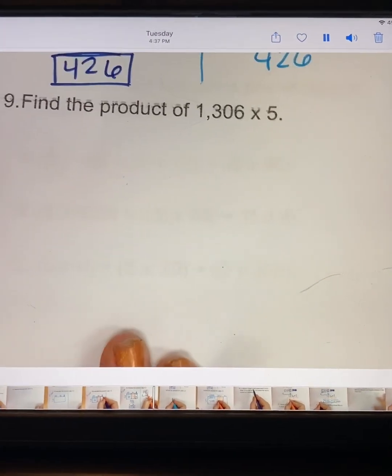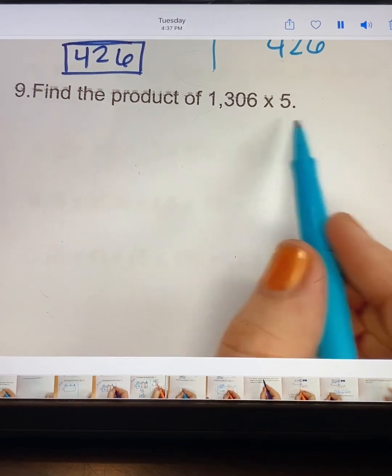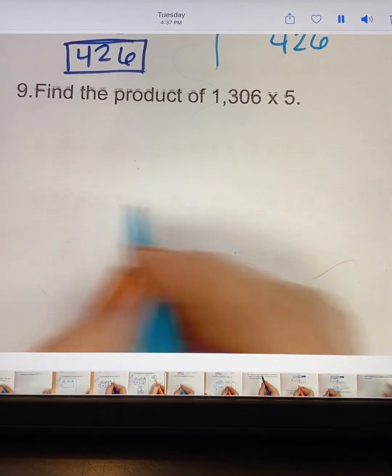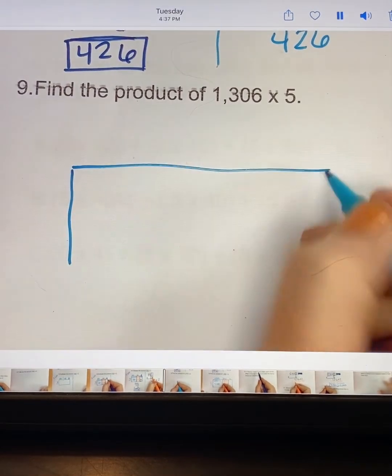All right, let's look at number 9. Find the product of 1,306 times 5. I'm going to do this one using area model. So I'm going to set up my area model.